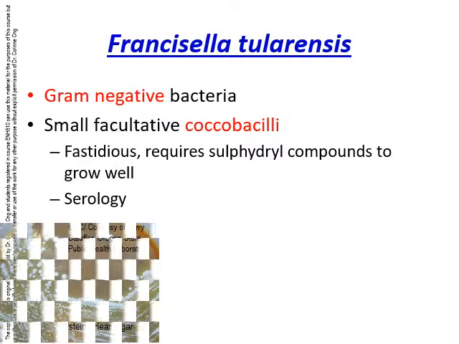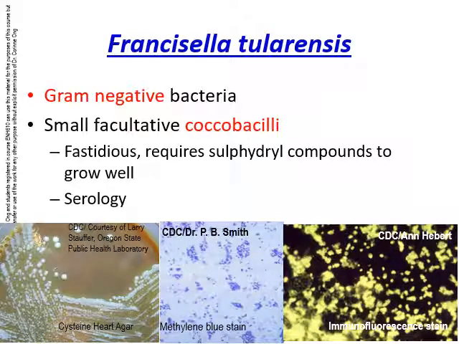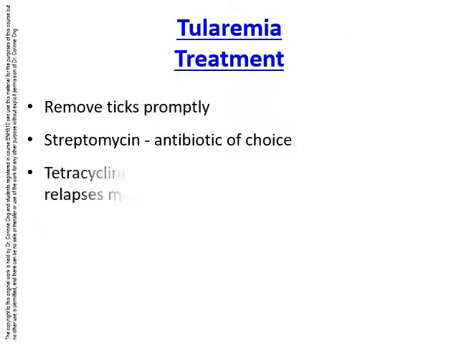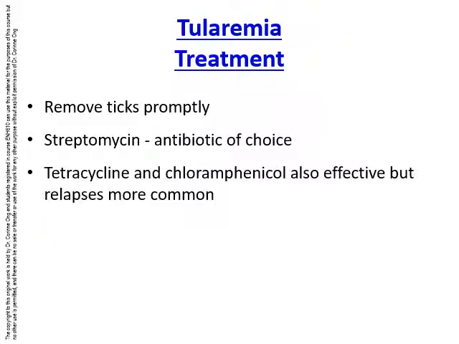The bacteria that causes tularemia is called Francisella tularensis. It's a gram-negative bacteria, and it's a small facultative cocobacilli. It's very difficult to grow, it's fastidious, and it requires sulfhydryl compounds to grow well. So most of the time, the diagnosis of tularemia is carried out using serology. Tularemia can be treated with antibiotics. It is best to remove ticks promptly to prevent further transmission of the pathogen.